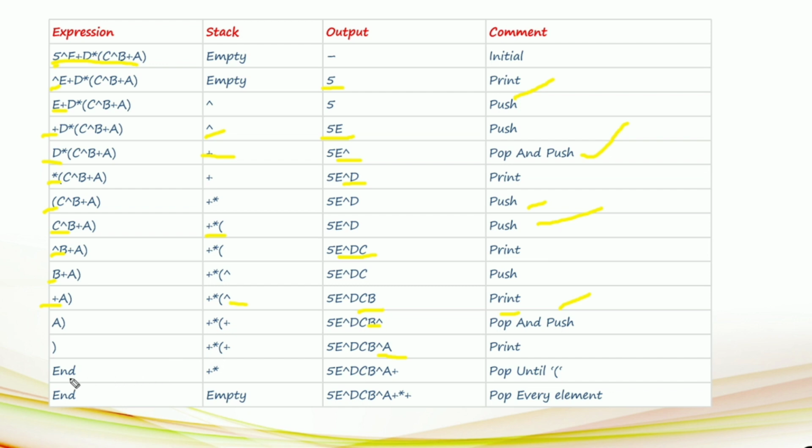Okay, next the infix expression has ended. Then we have to pop one by one and write into the result. Star is popped and written into the output, and plus is popped. All the elements are popped. The expression is this. This is reversed, and the resultant is the prefix form of the given infix expression.